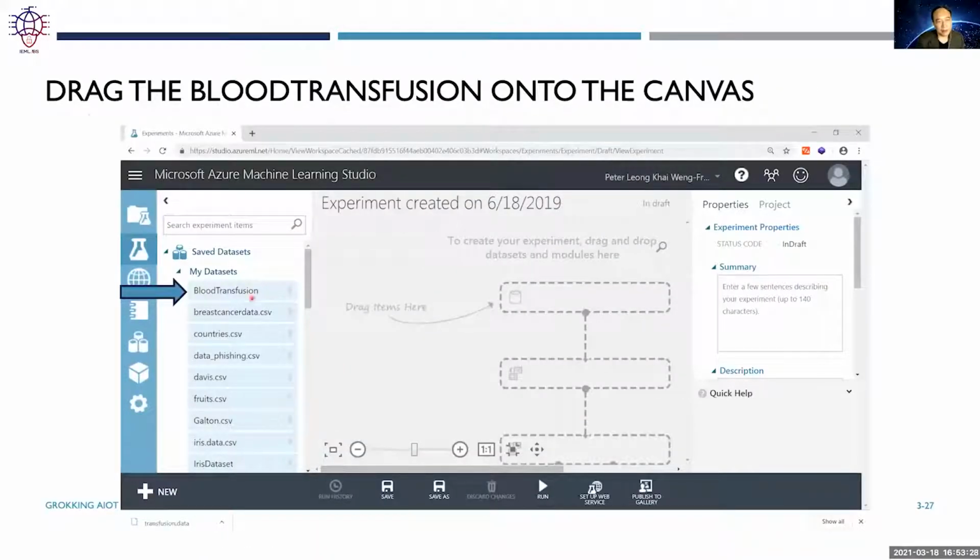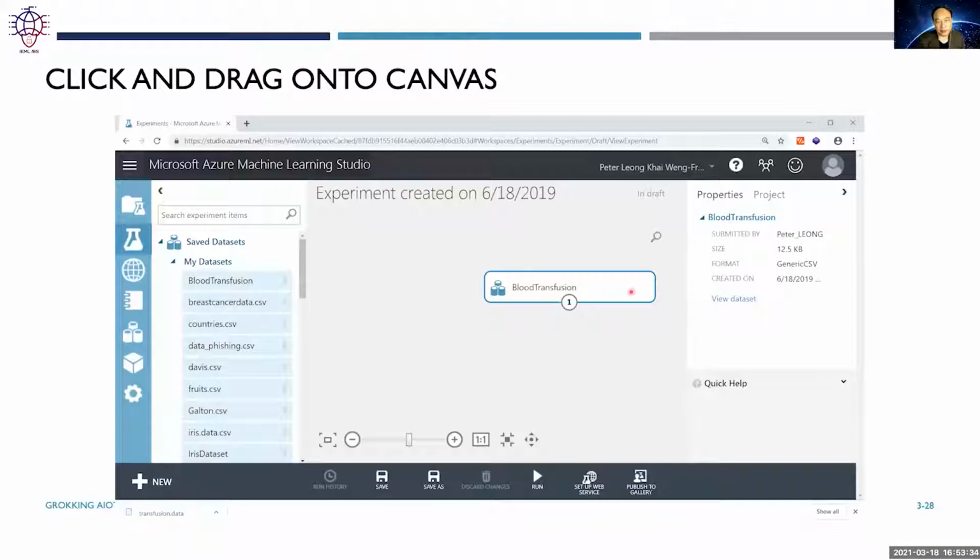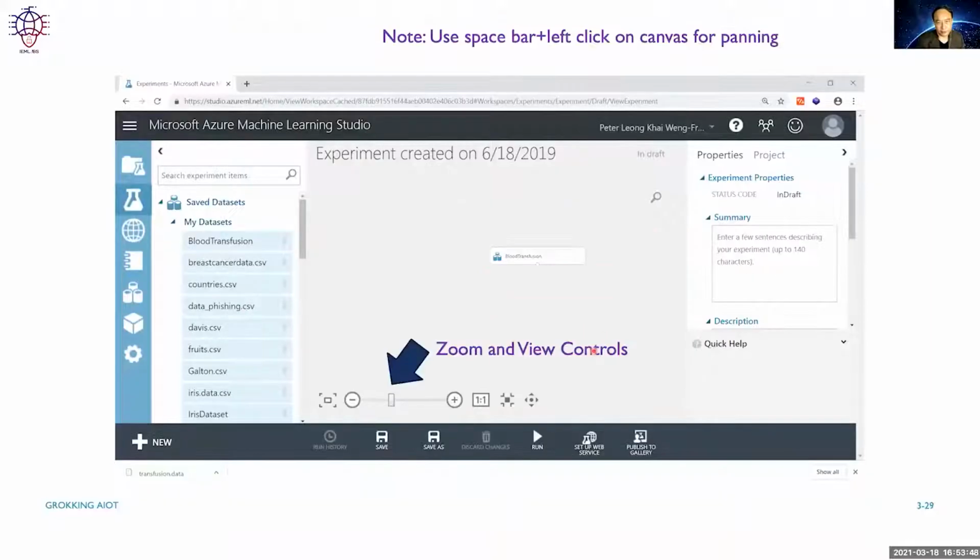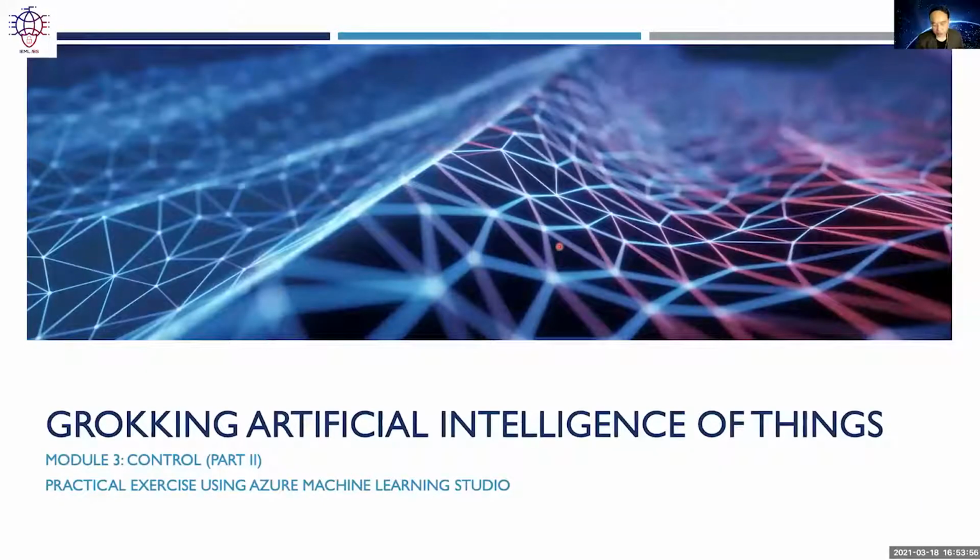So for example, I click on this blood transfusion data and I drag it in. It will appear on the canvas, and if it's highlighted by you clicking on it, it will be highlighted with a blue line. And you can see when it's highlighted, the properties associated with that object will be on the right-hand side. You can zoom the controls in and out. I'll show you how this is done later on as well. And that actually comes to the end.